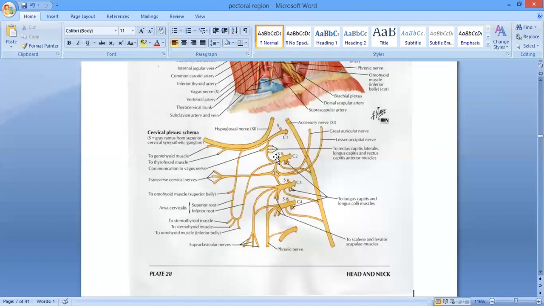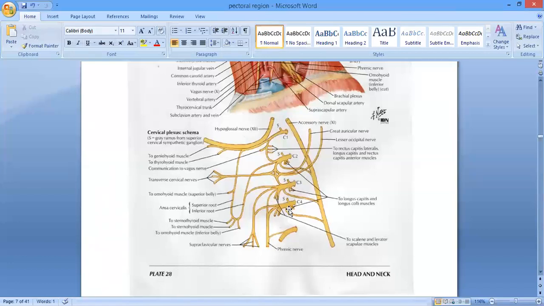And how many plexuses are formed? The cervical plexus is for the neck region. Then the brachial plexus is for the upper limb, then the lumbar plexus and the sacral plexus. The cervical plexus is formed by the anterior primary rami of C1 to C4. C1, C2, C3 and C4 join each other and form this plexus that is called the cervical plexus.